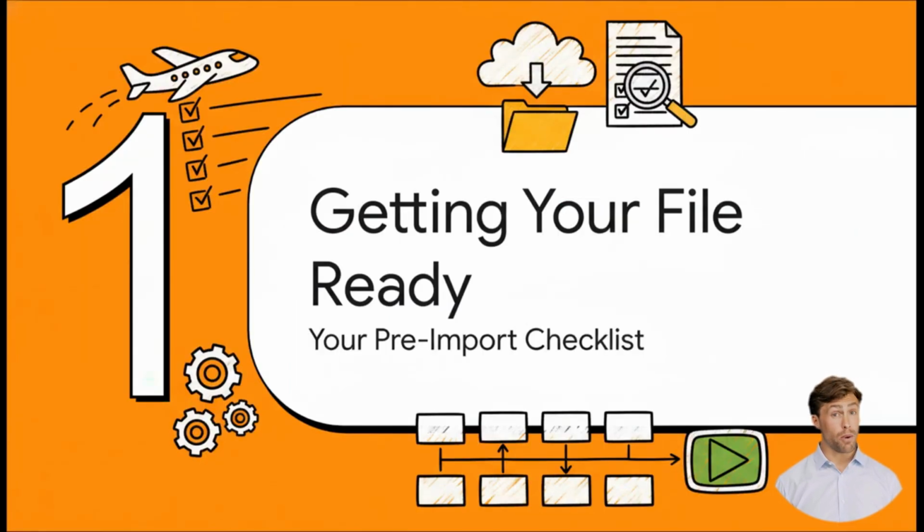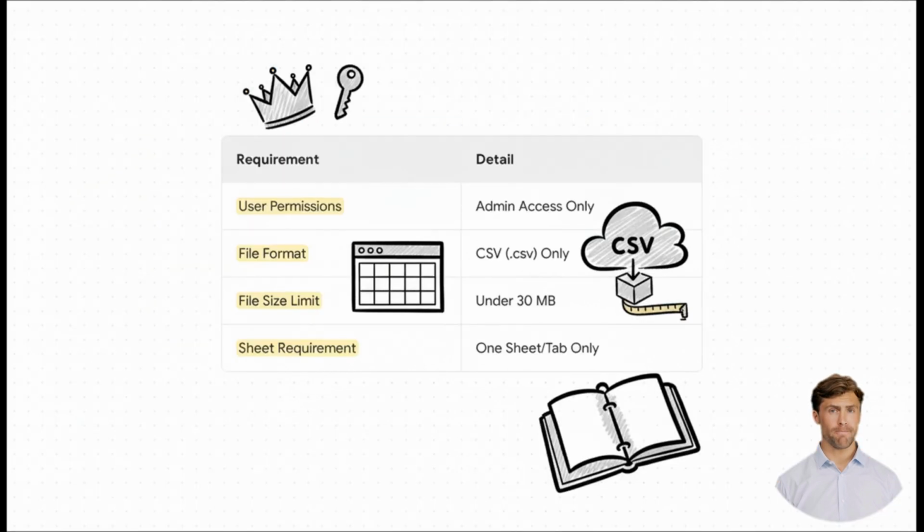And I'm telling you, probably 90% of a successful import happens right here, before you even open up REI Reply. So think of this as your pre-flight checklist. Let's just run through these 4 ground rules real quick. First, you've got to be an admin to do an import. Second, like we just said, the file has to be a CSV. Third, try to keep the file size under 30 megabytes. And last, your file can only have one sheet or tab.